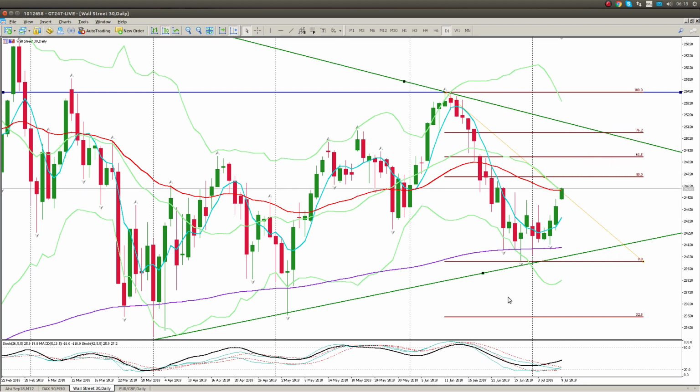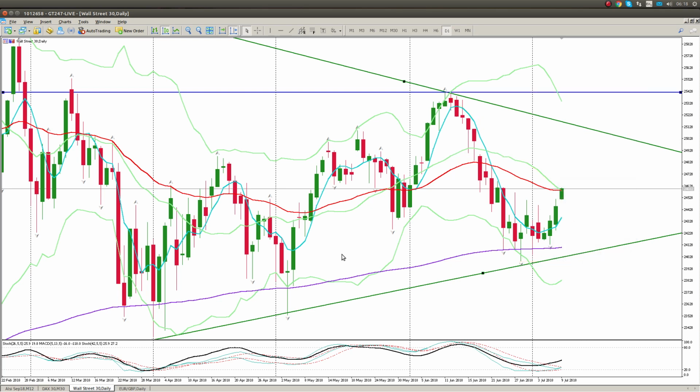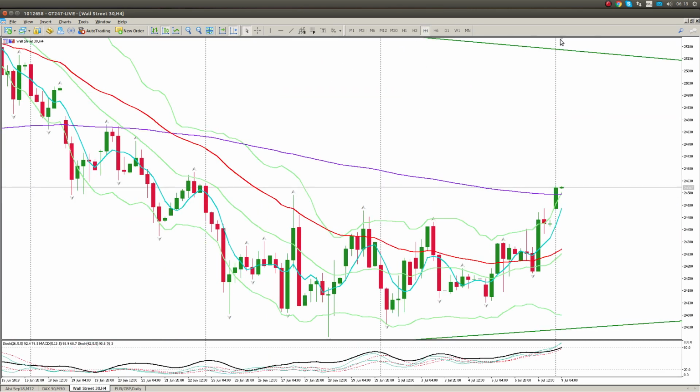Let's get rid of the fib, and get down to something that we can actually trade today. At this stage, you can see we have taken out this level, which coincides with the 200 EMA. I would suspect we're going to get a retest of this, possibly even a gap close.